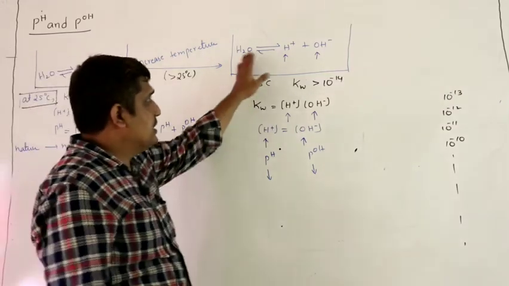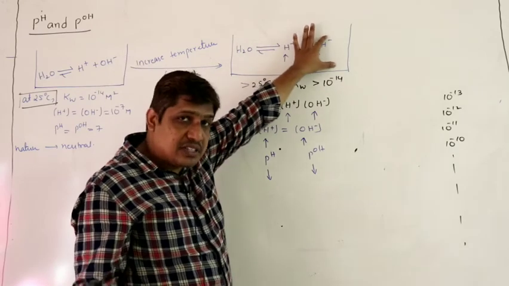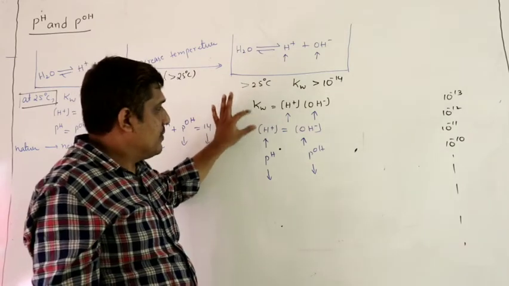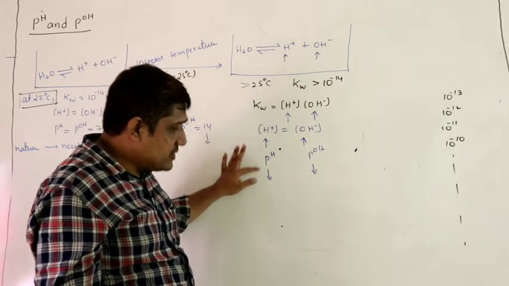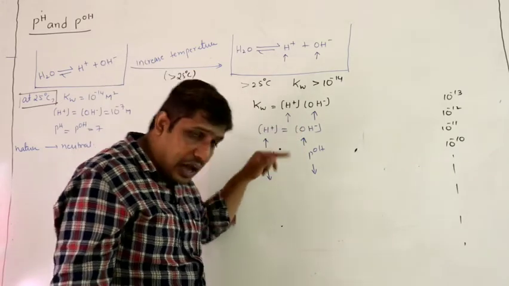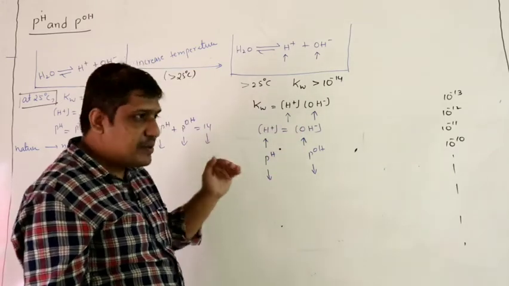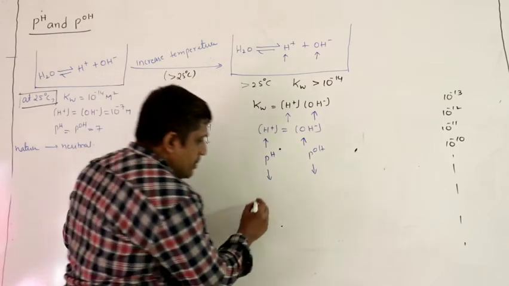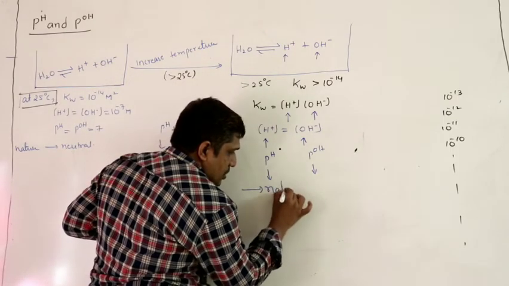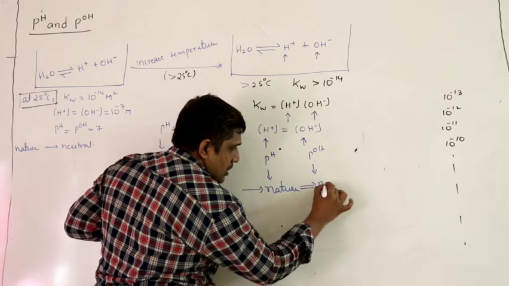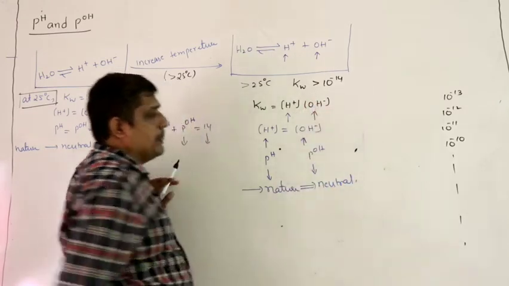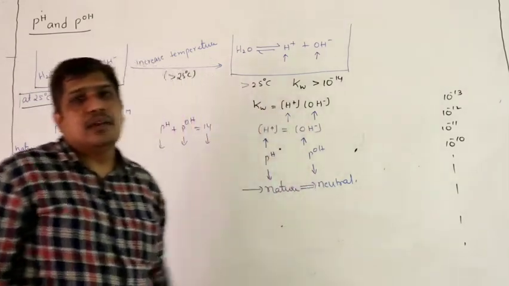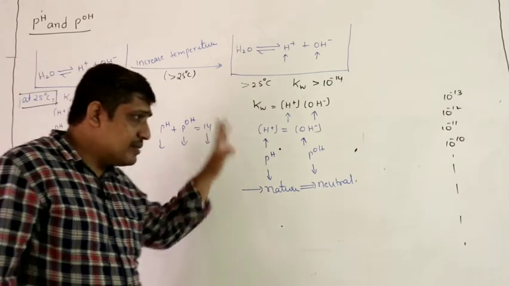So remember, with increase in temperature, the number of H plus increases, the number of OH minus also increases by the same factor. Therefore, Kw will increase. Whereas, since H plus increases, pH will decrease. Since OH minus increases, pOH also decreases. So the pH and pOH scale will decrease. It can be 13, 12, 11, 10 like that. But remember, the nature of the solution, water, still remains neutral. Why? Because the increase in the number of H plus is exactly equal to the increase in the number of OH minus ion. Therefore, it still remains neutral.